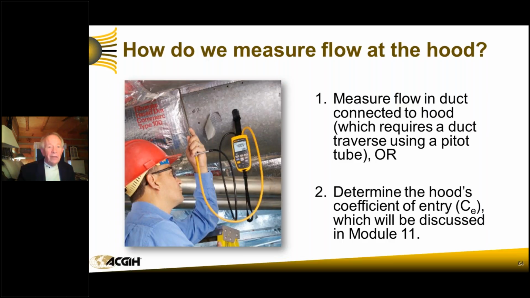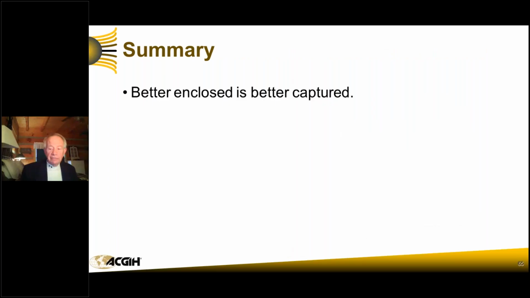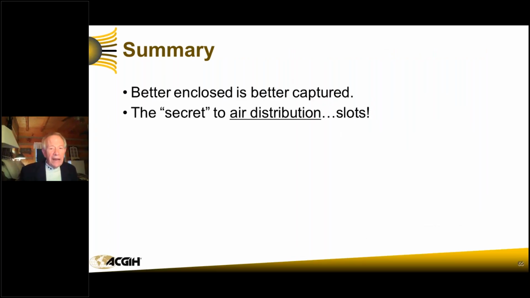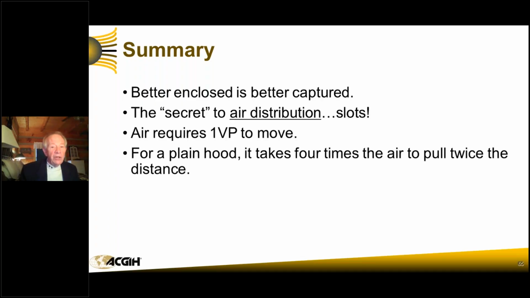All right, summary. Better enclosed is better captured. The secret to air distribution: slots. Remember, the plenum loss must be insignificant compared to the slot loss, but the slot velocity is twice that of the plenum velocity. That's the secret. Air requires one velocity pressure to move from a dead stop. For a plain hood, it takes 4 times the air to pull from twice the distance.